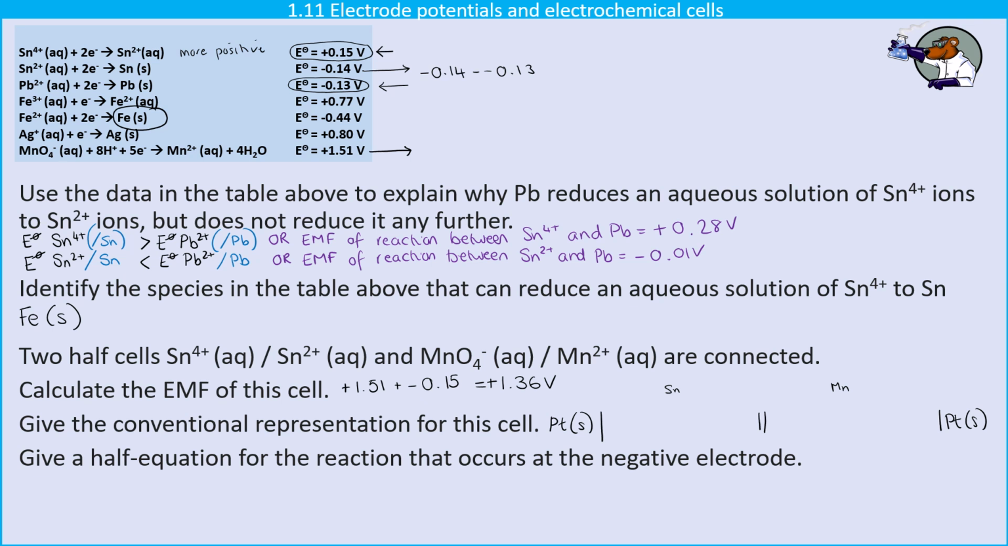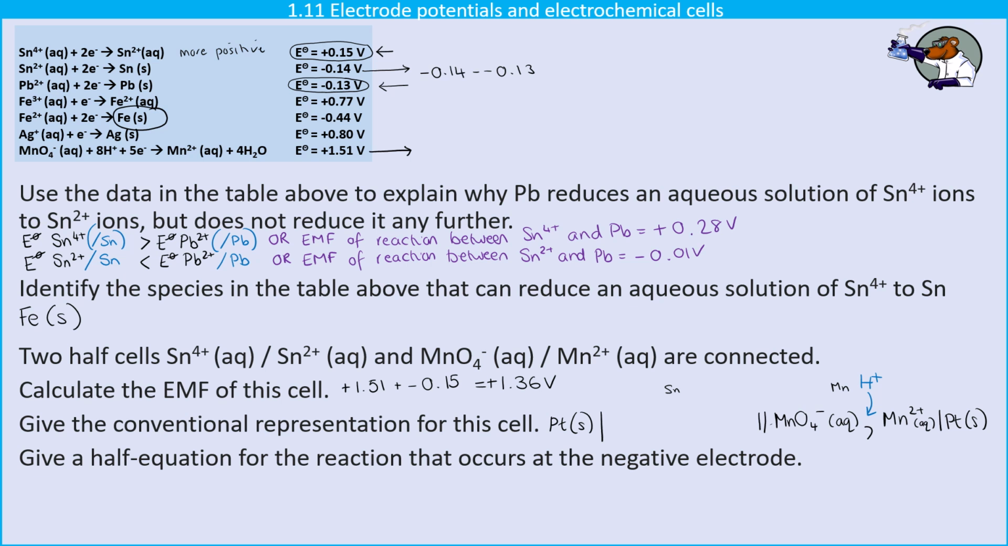And then I need to make sure that for each side of the conventional representation, the more oxidized species is nearer to the salt bridge. So on the right, that's going to be manganate nearer to the salt bridge because that's got an oxidation state of +7, and then manganese after it. And I've got a comma between those because they are in the same phase. They're both aqueous solutions. And also, if I want to include my hydrogen ions, then they're going to go here next to the manganate ion.